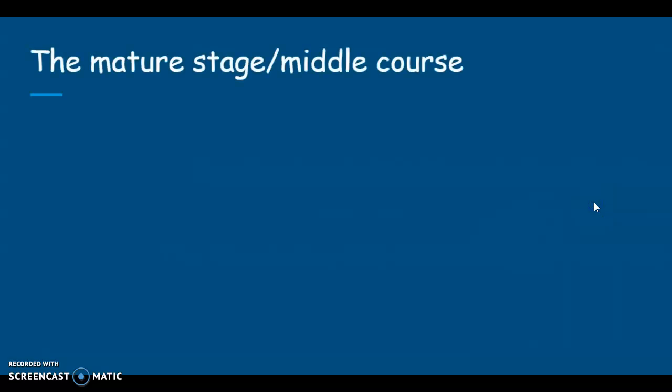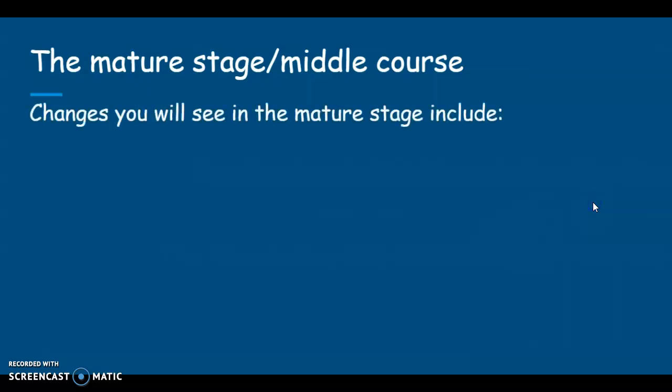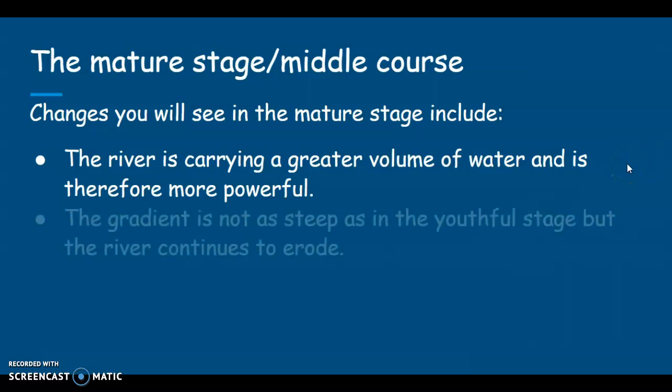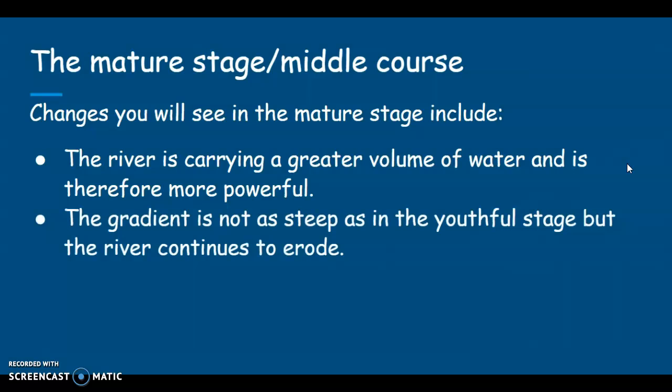Now, as opposed to what we've looked at already in the upper course or the youthful stage, we have a few changes that happen in the mature stage that lead to different landforms. So the first thing is that the river is carrying a greater volume or amount of water, and because of that it is more powerful. However, the gradient is not as steep as it was in the youthful stage, so there is less of a slope, but the river will continue to erode.